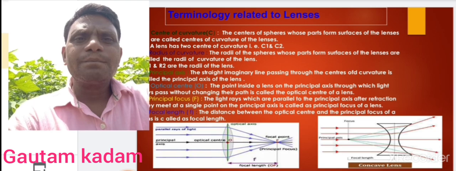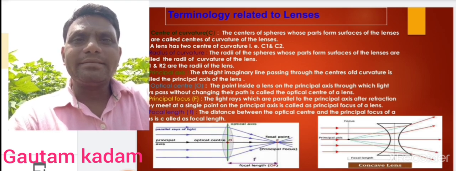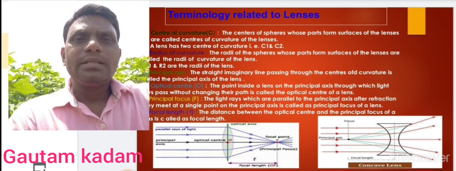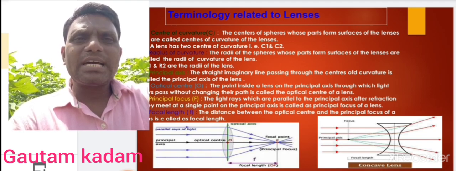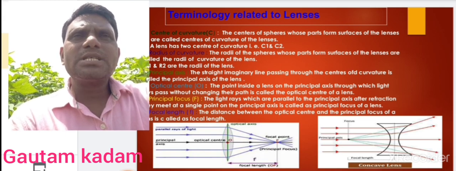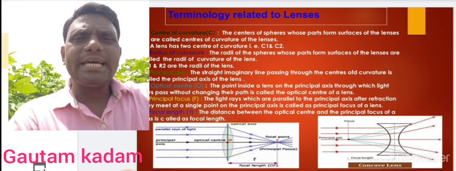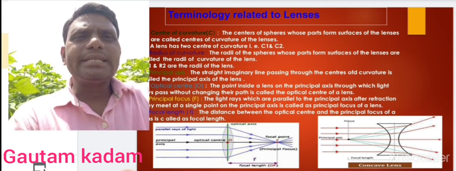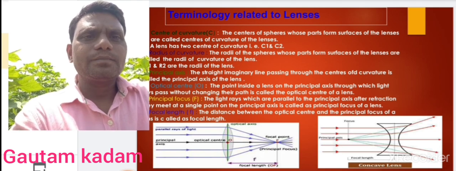And lastly, the focal length. The focal length is denoted by capital letter F. The distance between the optical center and the principal focus of a lens is called the focal length. So this is about terminology related to lenses.